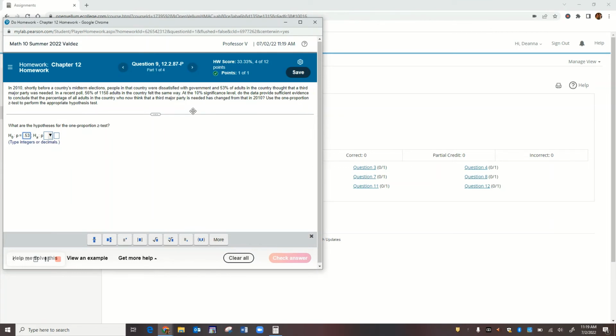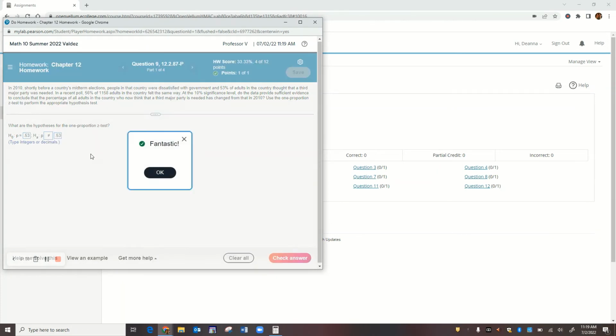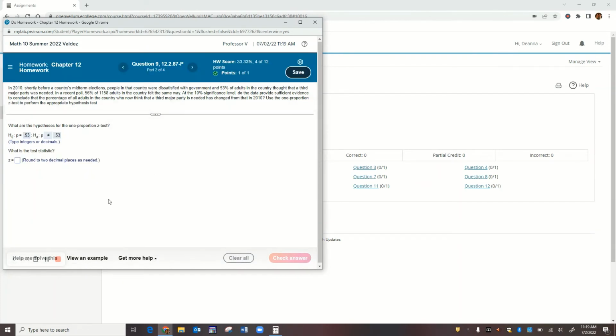And here in the alternative, all they're saying is that it has changed from that in 2010. So not more than, not less than, just not equal to, not the same as, that it's changed. So not equal to 0.53. Fantastic. Okay, what is the test statistic?